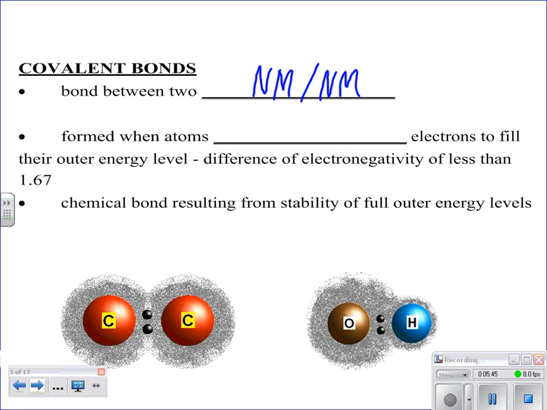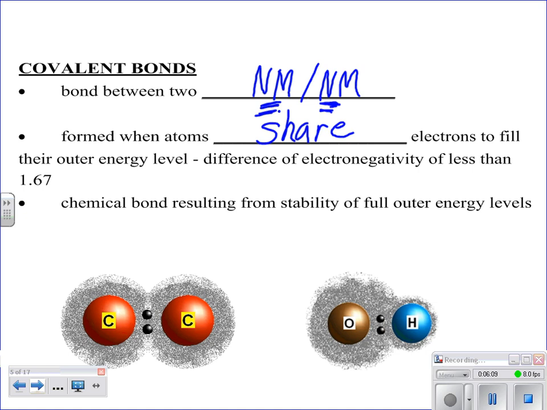And this is going to be formed when atoms, remember, what do nonmetals do with their electrons? They gain those electrons. So he wants them. No, he wants them. No, he wants them. This is like kindergarten, right? So what they have to do is share electrons. And here we see that the electronegativity difference is not going to be quite as great. It's going to be less than 1.67.